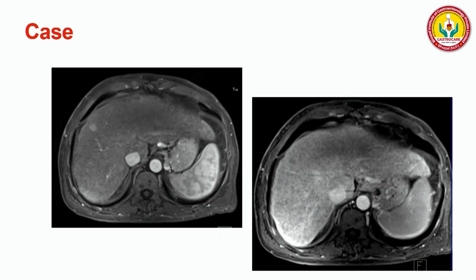We do a baseline cross-sectional imaging for everybody whom we diagnose as cirrhosis, and this is what you see. A 1.82 centimeter HCC. You can appreciate the arterial enhancement in the arterial phase, and you can see the washout in the venous phase. So that's a classical HCC with a normal alpha fetoprotein, diagnosed on radiological imaging.